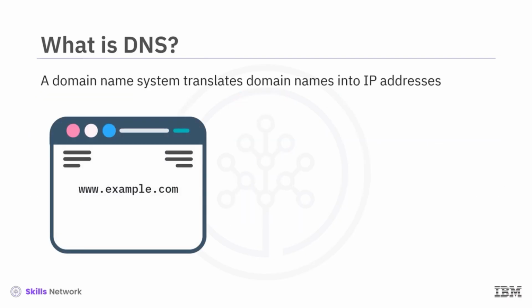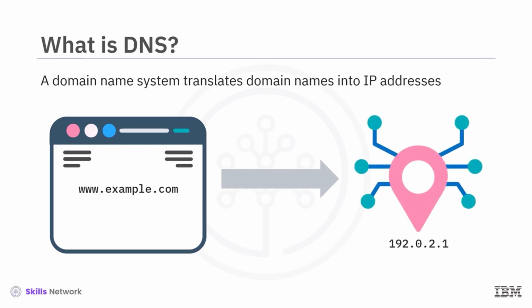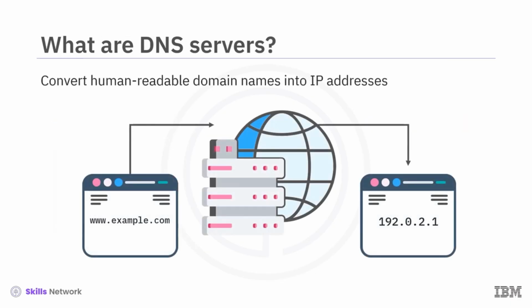A domain name system, or DNS, evaluates human-readable domain names and determines which IP addresses, such as 192.0.2.1, the computer can use to locate the address within a closed network or on the Internet. DNS servers convert human-readable domain names into IP addresses. When you type a URL into your browser, your computer contacts a DNS server to find the website's IP address.